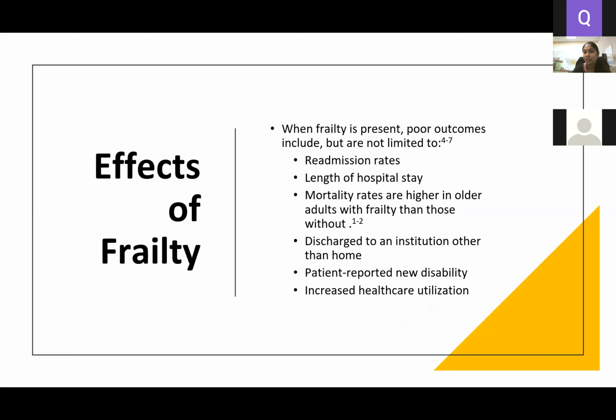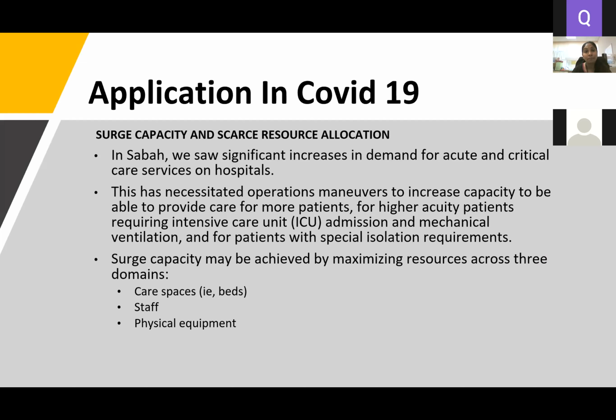So of course, we tend to see higher readmission rates. They have longer hospital stays. Their mortality is going to be higher in those with frailty than those without. The chances for them to be discharged home are lesser, and the chances for them to be discharged into an institution are going to be more. And they will report new disability. And of course, all this time, they're still sitting in the hospital and making use of hospital care.